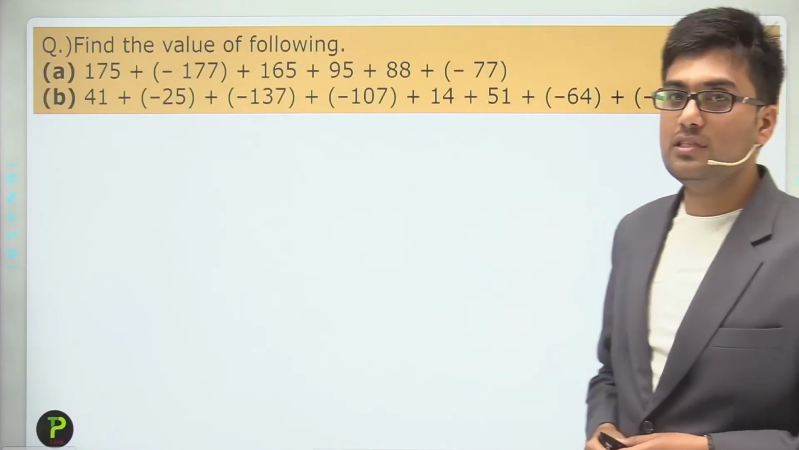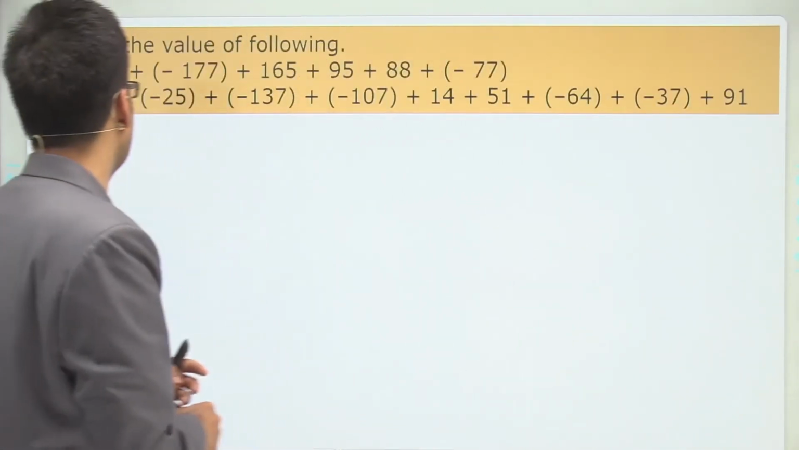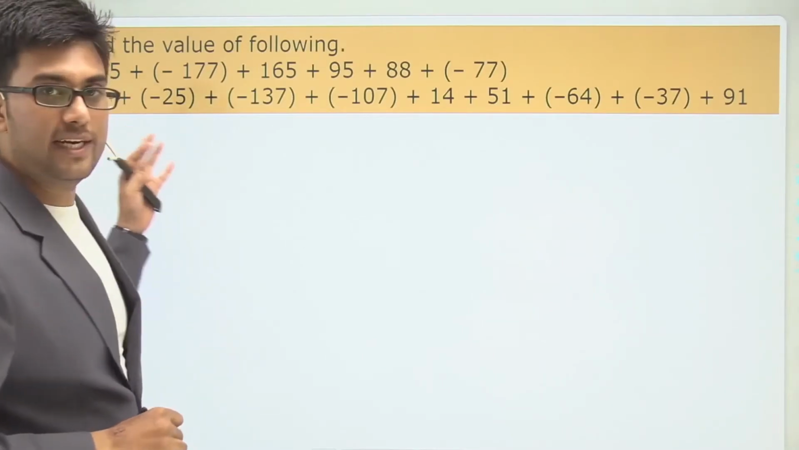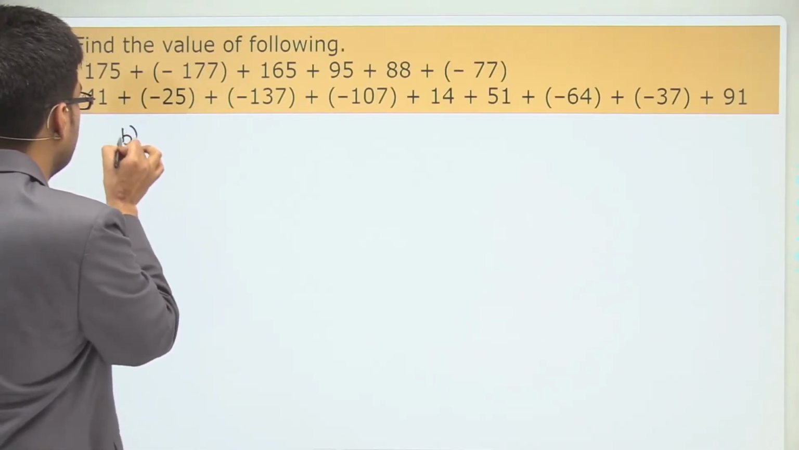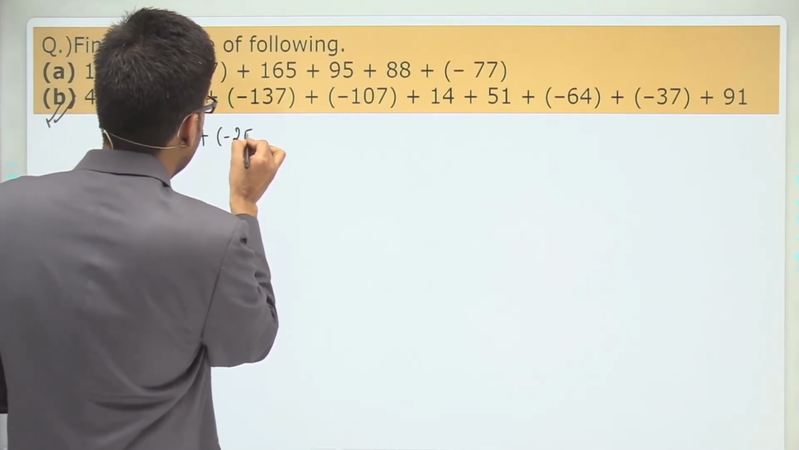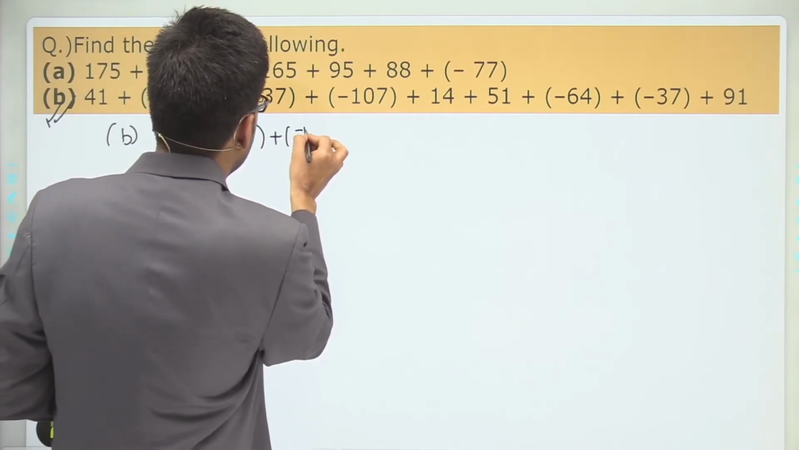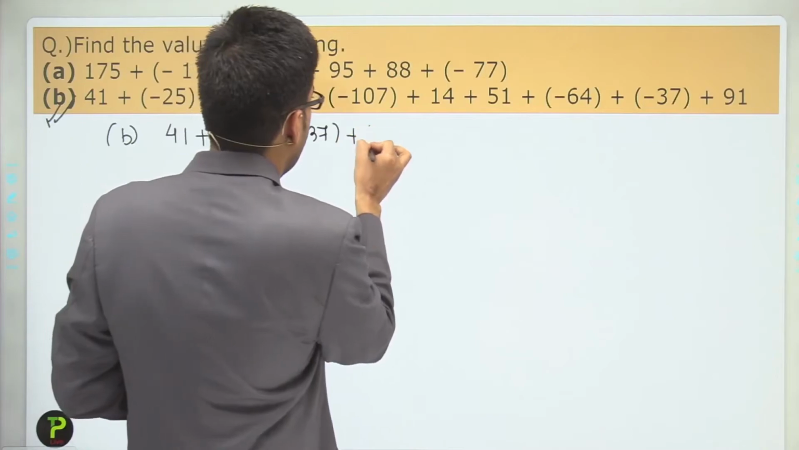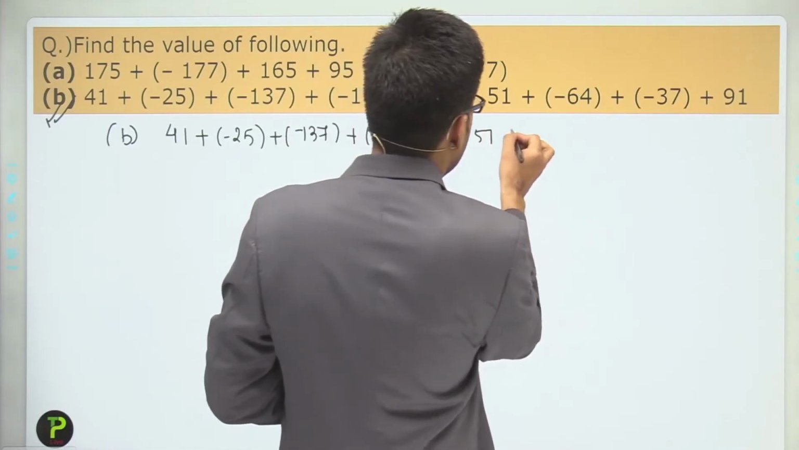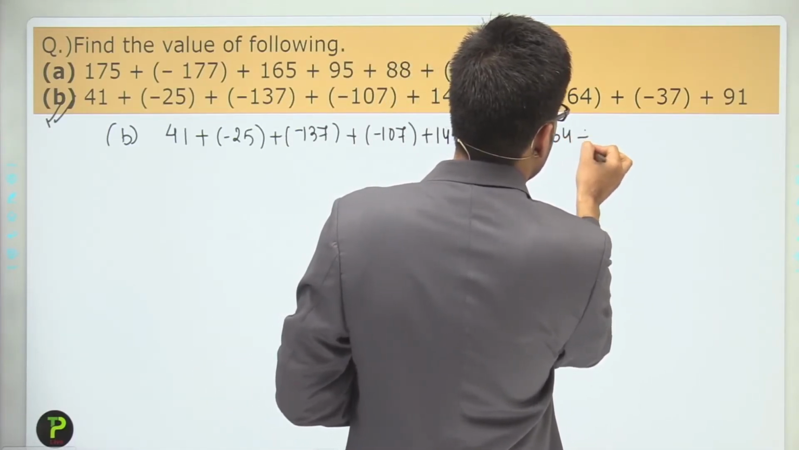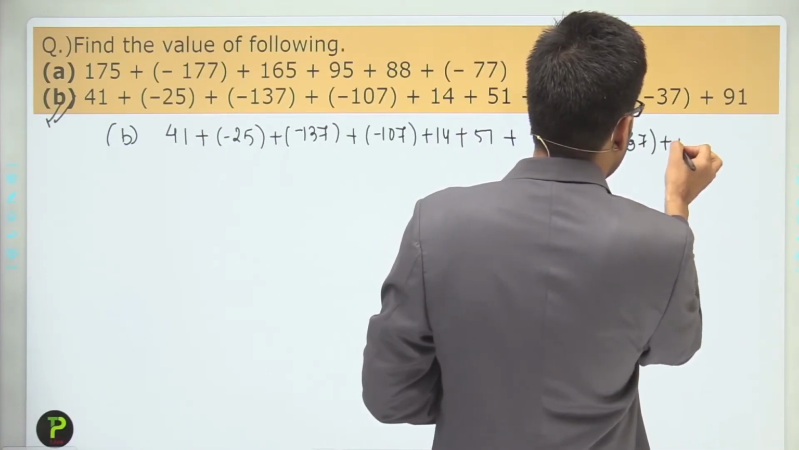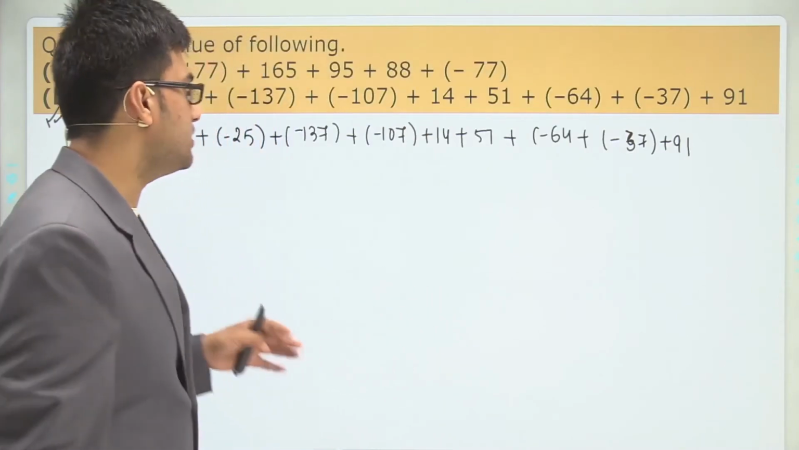Now students, we have to solve this question. Here it is given that we have to find the value of the following. So we will solve here the second part of this question. First part you have to solve yourself. So it is 41 plus minus 25 plus minus 137 plus minus 107 plus 14 plus 51 plus minus 64 plus minus 37 plus 91. Clear?